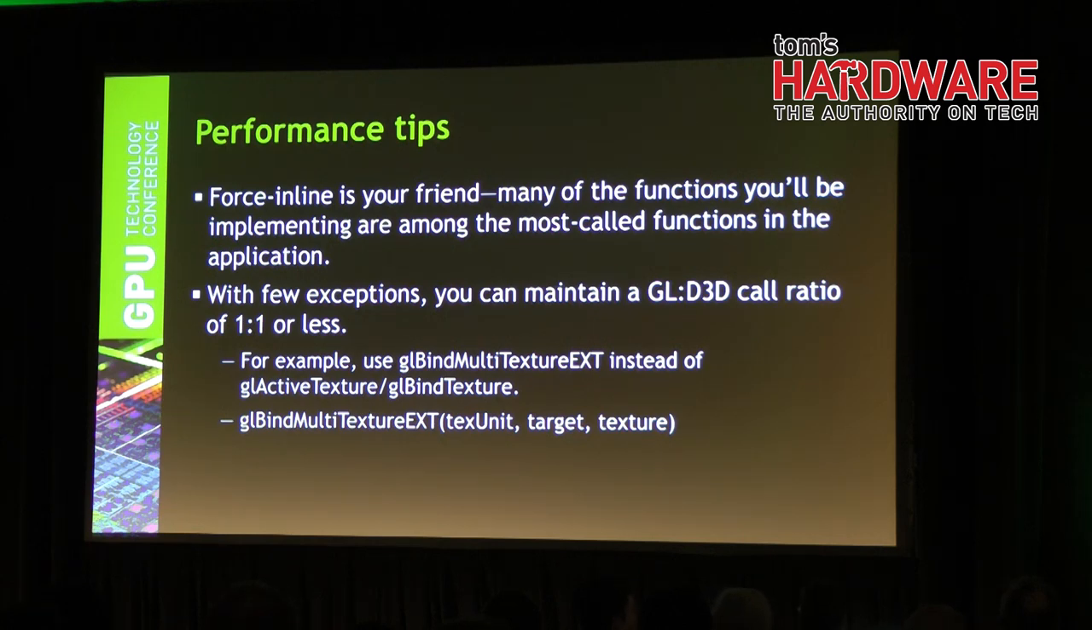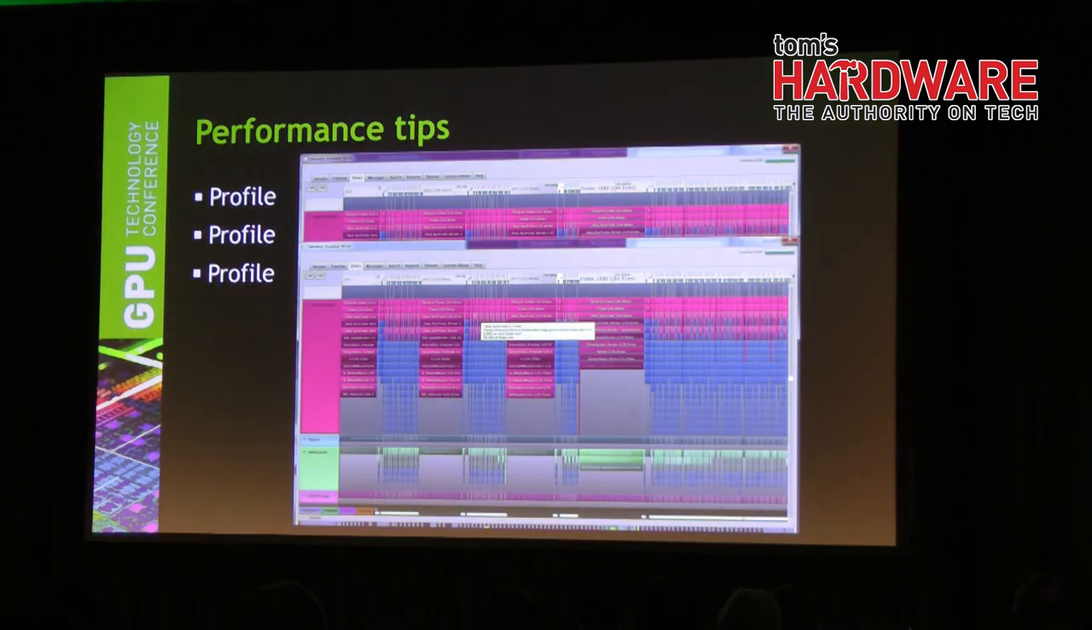But performance tips: force inline. These are some of the most called functions in your entire application. You talk to D3D a lot, and you're going to talk to GL a lot, so you're going to want to force inline stuff. Rich also wanted to point out that, with a handful of exceptions, you can keep your call ratio 1-to-1. For example, you can use glBindMultiTextureEXT instead of calling glActiveTexture and then glBindTexture. You pass in the texture unit, the type of the texture, and the texture you're binding, and it looks just like a D3D call, and you manage to keep that 1-to-1.